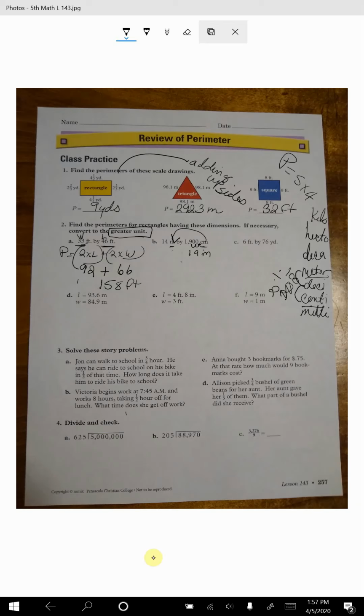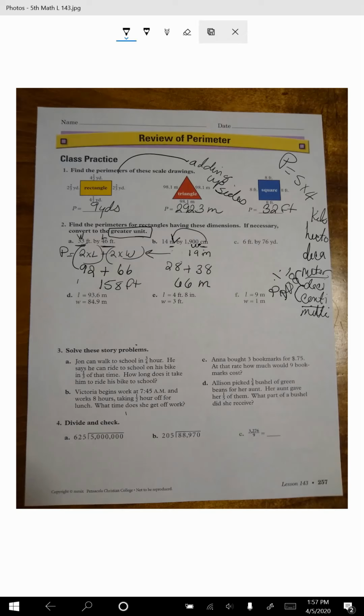Okay, now we can do the 2 times the length and the 2 times the width. 2 times 14, double 14 is 28. Double 19, we get 38. Add 28 plus 38 in your head. I'll give you a second. Did you get 66? Good.